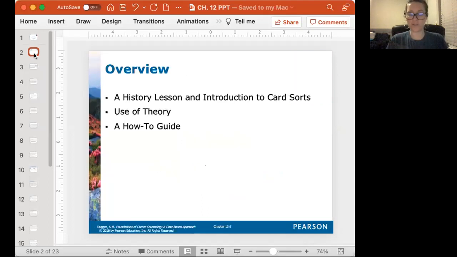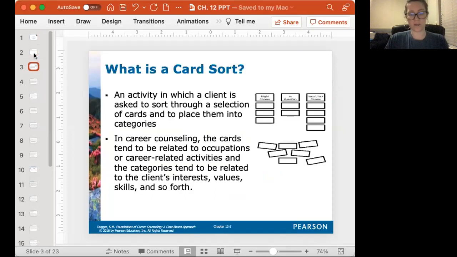So, objective overview: history lesson, introduction, what card sorts are, the use of theory, and a how-to guide for how to use card sorts. So, what is a card sort? If you've already read chapter 12 in your book, you already have some familiarity, or maybe you already fully know. This is an activity in which a client is asked to sort through a selection of cards and place them into categories according to importance or according to their interests. And the cards tend to be related to occupations, career-related activities, and things that are related to their interests, values, skills, and so on and so forth.